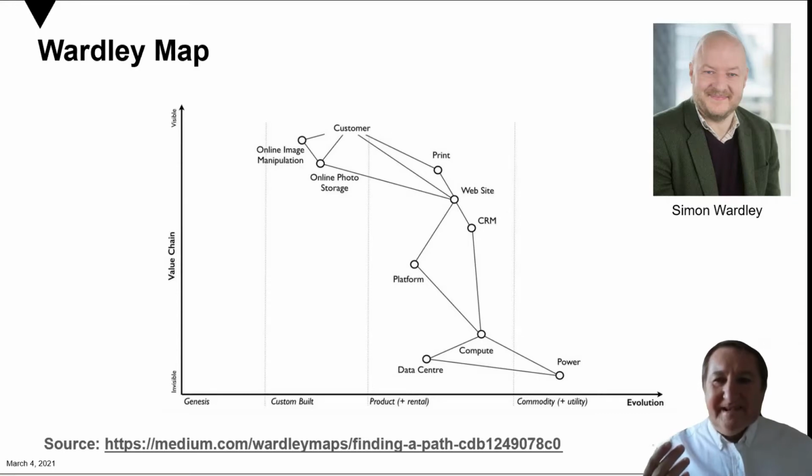So this is a Wardley map for an online photo service. And like military maps have north on top, Wardley maps have a customer on top. And right below, the service is directly available to the customer, like picture manipulation, online photo storage, and print. And all of them are available via the website, but the website needs a platform to run on. It also requires CRM for customer identification, and both need some compute capability. And the compute again needs a data center and electric power.